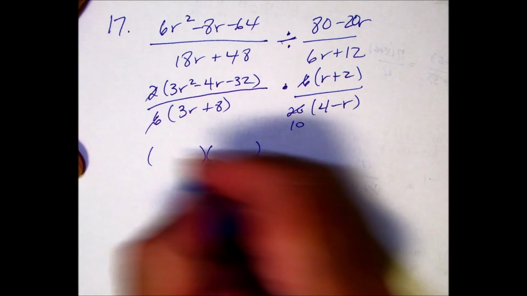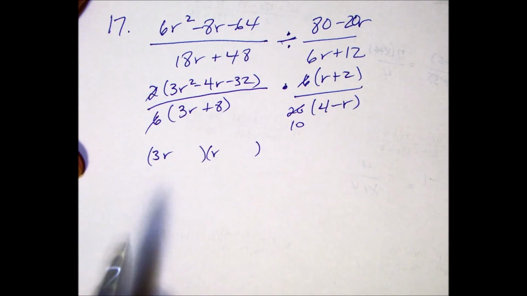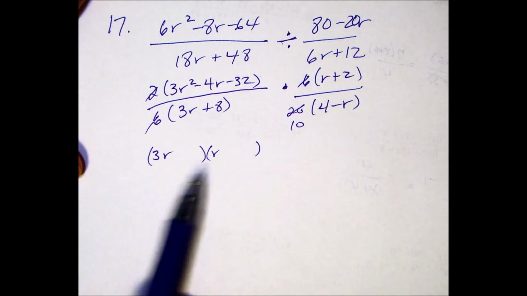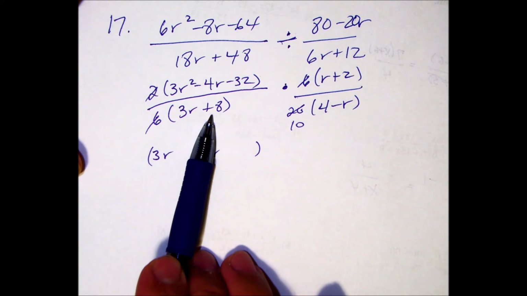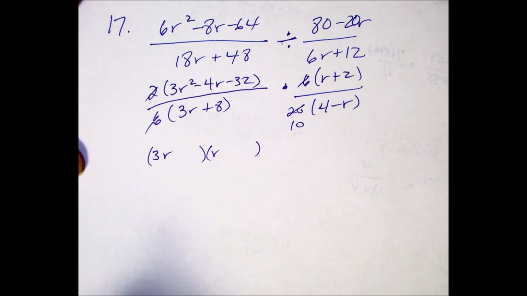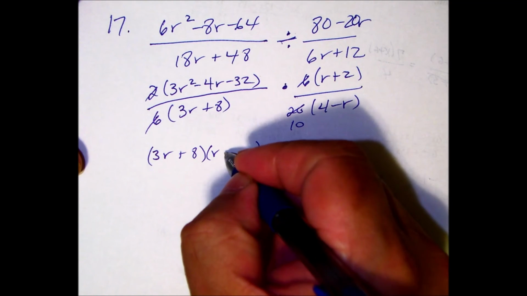The technique I'm using is guess and check. Well, for 3r squared, there's only one way to split it up, 3r and r. There's a bunch of ways to split up negative 32, but I'm guessing there's going to be an 8 involved because of the 8 down there. So I'm going to put an 8 here. Now, I am only guessing. I am not claiming that that's going to work. We need to check to see if it'll work.